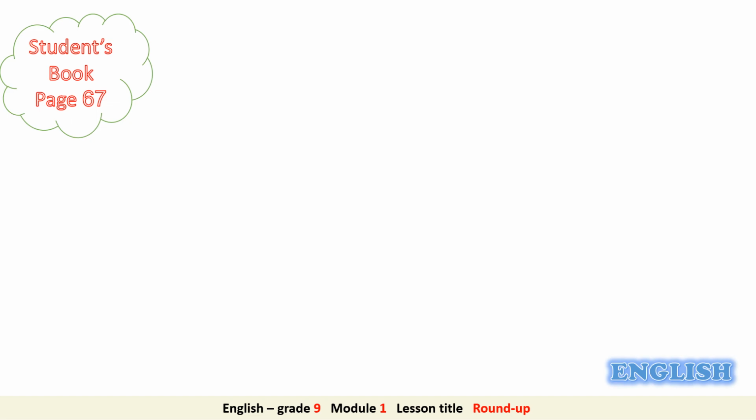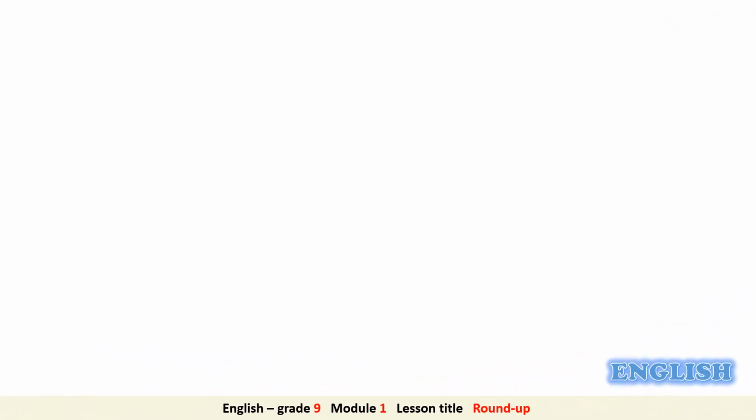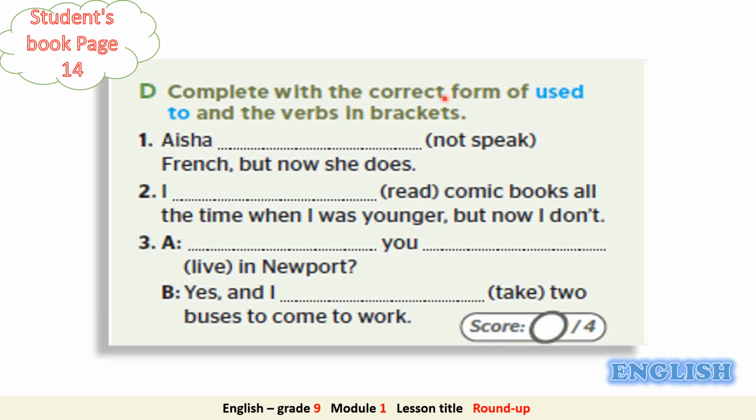Before moving on to the next exercise, go to Students Book page 67 and read these pieces of information about the use of used to. Pause the video and read them carefully, please. Now let's do exercise D in Students Book page 14. Complete with the correct form of used to and the verbs in brackets. Could you please pause the video and do it by yourself?